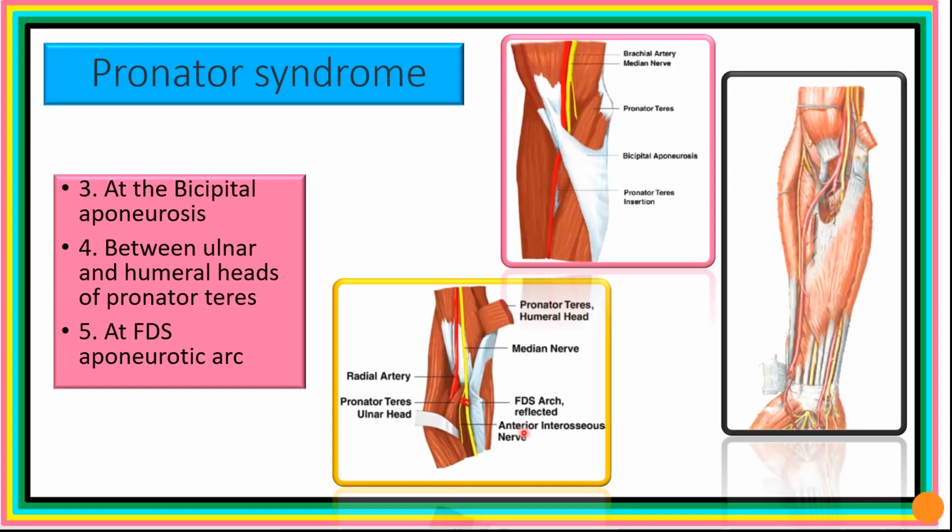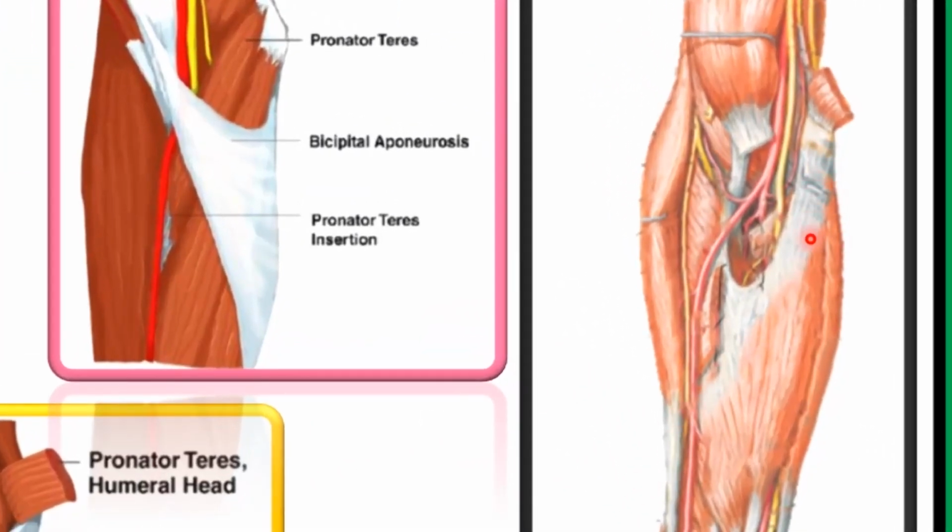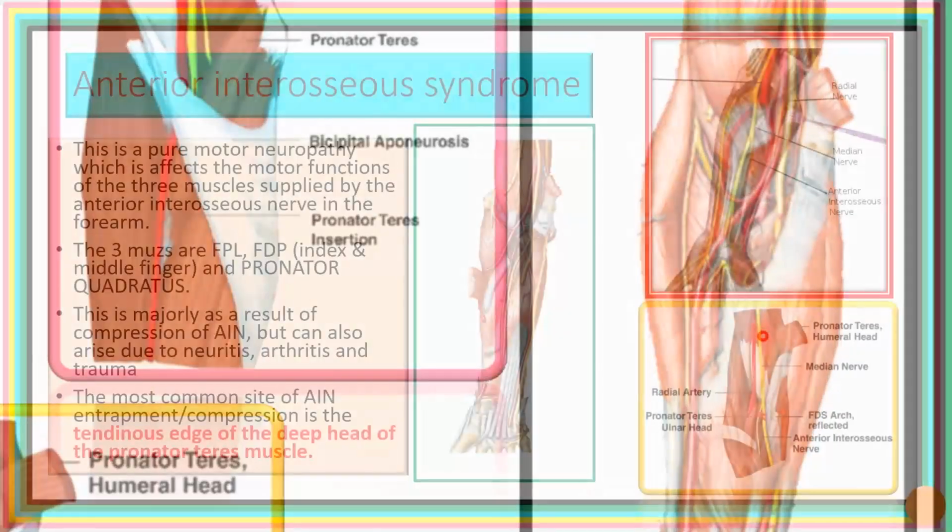Now we have the last point for this entrapment, which is this aponeurotic arc. This aponeurotic arc in this diagram is actually formed by the flexor digitorum superficialis. And then we see the median nerve running deep to this aponeurotic arc, creating a potential point for its entrapment.